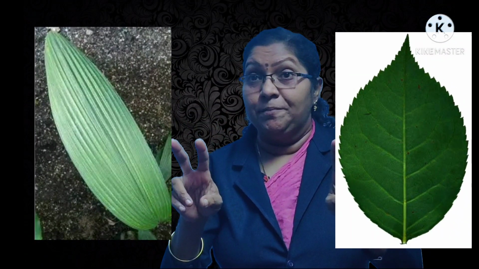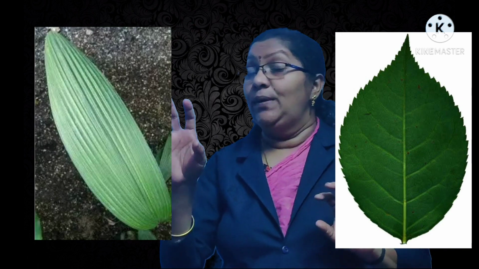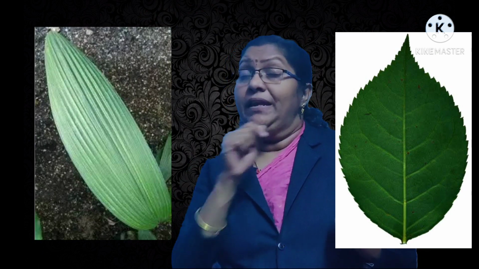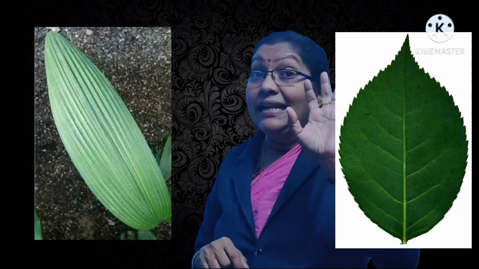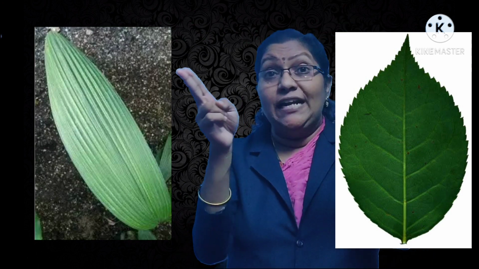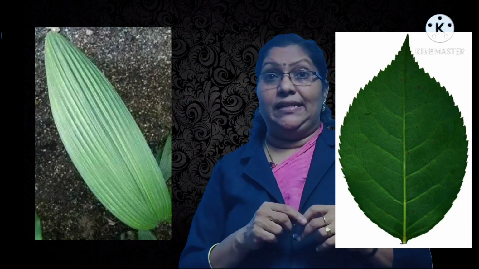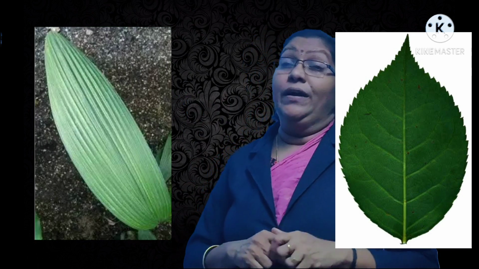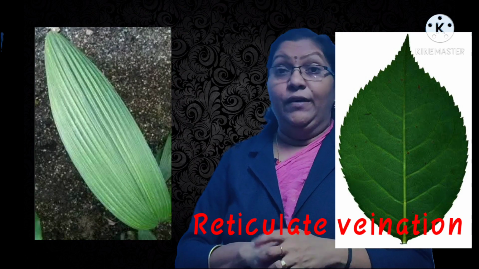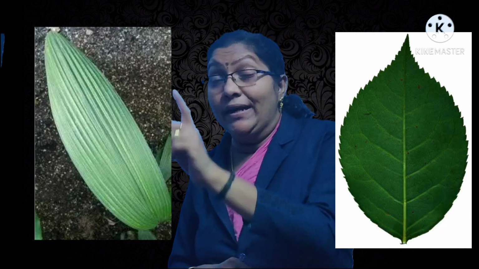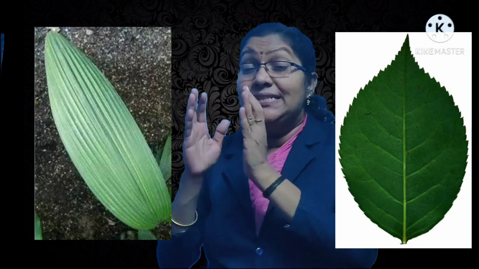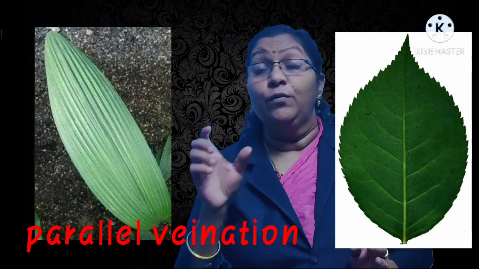Look at these two leaves. One is a rose leaf, the other is the leaf of a paddy. Can you see some differences? Yes. Now, look at the leaf of the rose. You can see the midrib over there, and on both sides of the midrib, network-like branches. This type of arrangement of veins is called reticulate venation. Whereas in the paddy, you can see parallel lines. This arrangement of veins is called parallel venation.